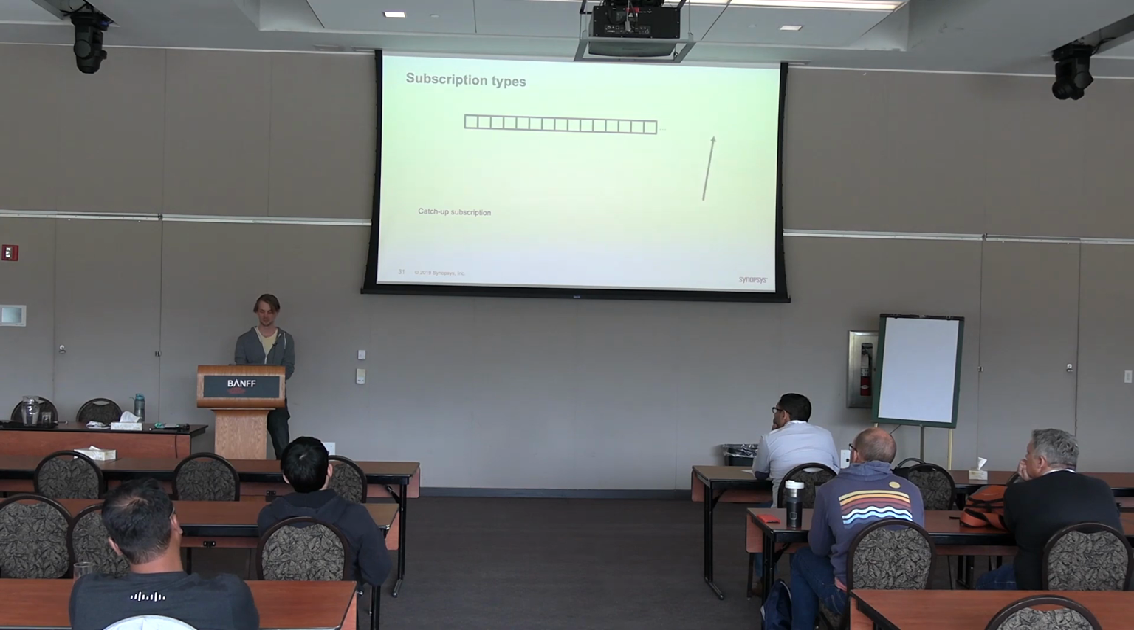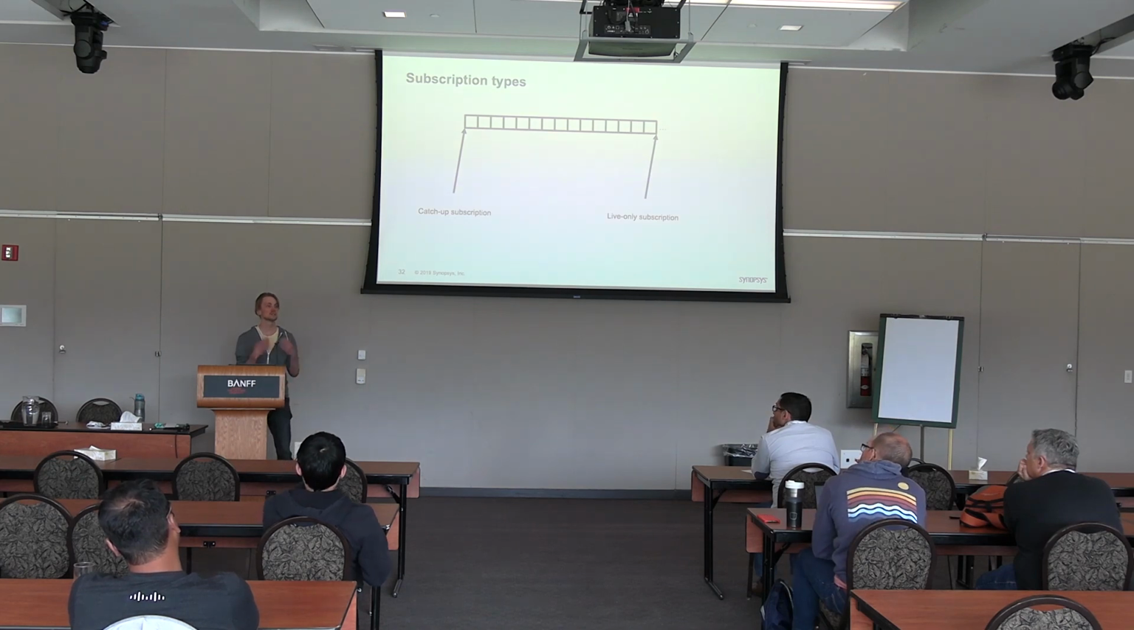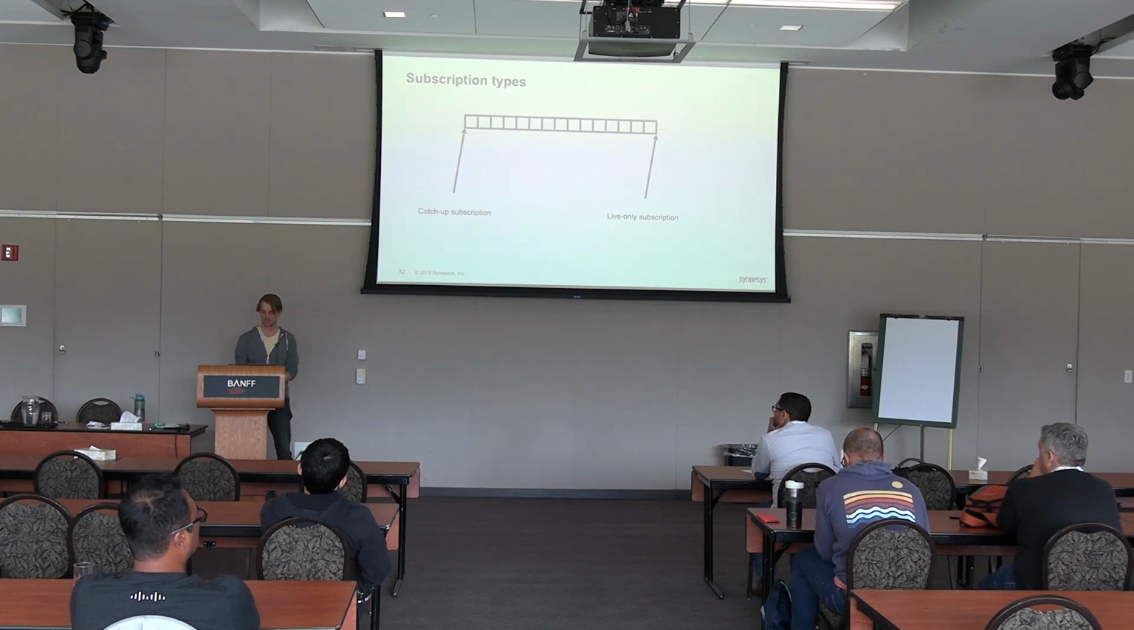I think this is the one animation we have in here. The second type of subscription is a live-only subscription. And so this is something where there's an existing stream, there's existing events on the stream, and a subscriber says, okay, I'm interested in new events. I don't want to worry about the existing ones, just tell me about the new ones. There we go, we have two animations.